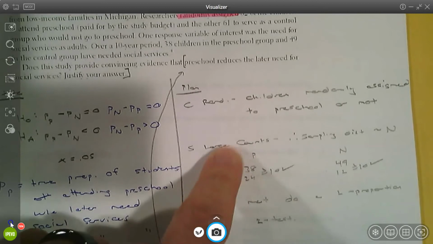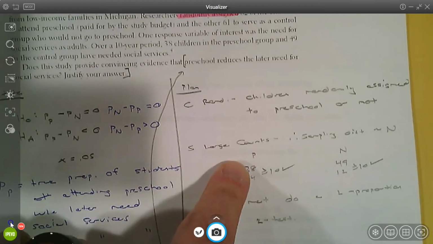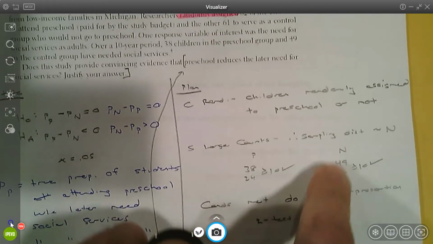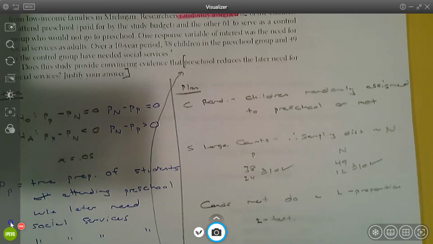Shape. Large counts condition. For the preschool group, we have 38 and 24. And for the non-preschool group, 49 and 12. There are at least 10. Sampling distributions approximately normal. Conditions are met. We can do a 2 proportion Z test.